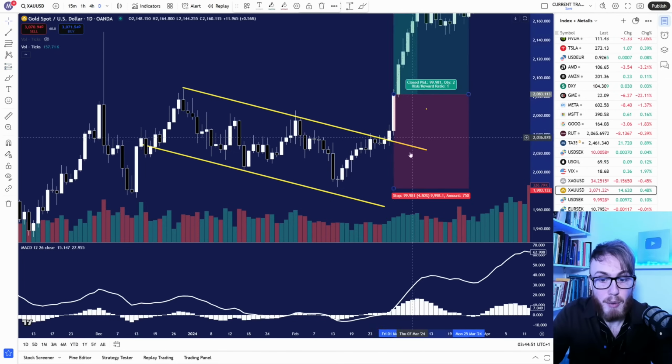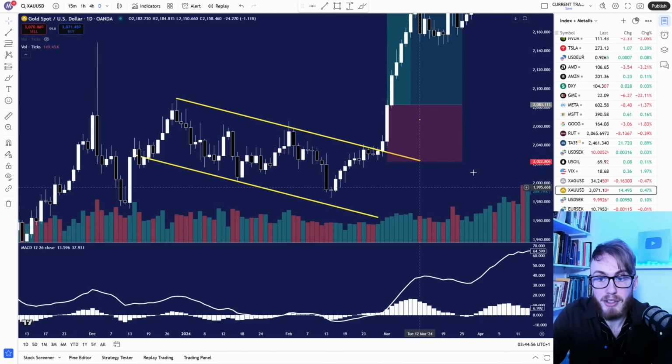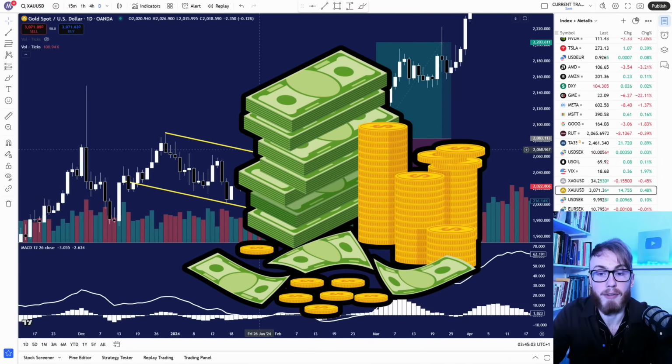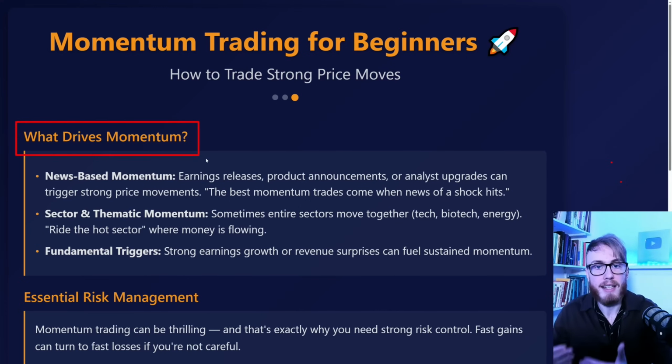So if we enter our long position at the candle close of the momentum candle, setting the stop loss just below the low prior to the breakout, and with a simple 2-to-1 risk to reward ratio, the trade would have looked something like this. But right, so now let's take a look at what actually drives the momentum that we as momentum traders are riding.